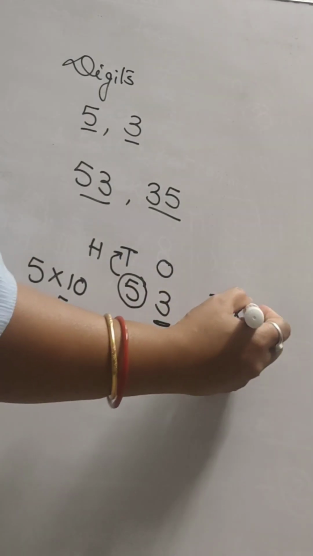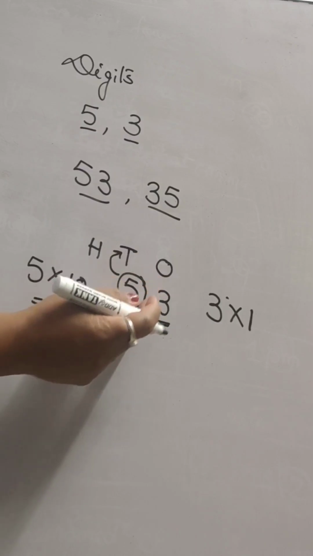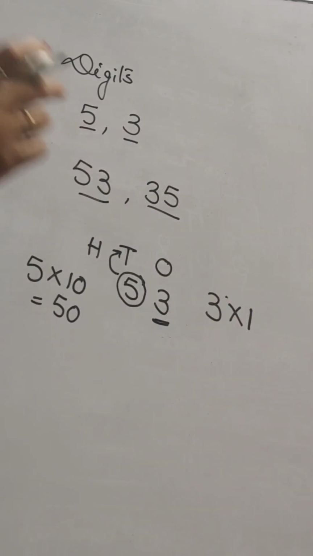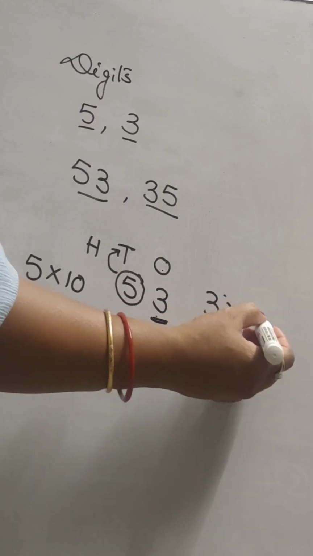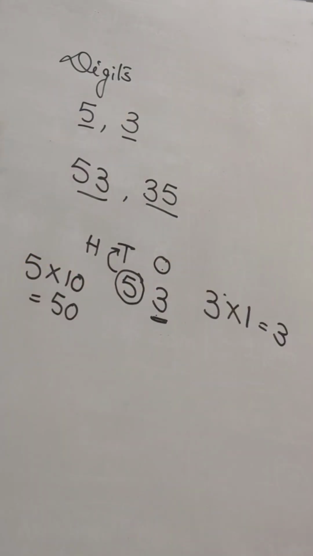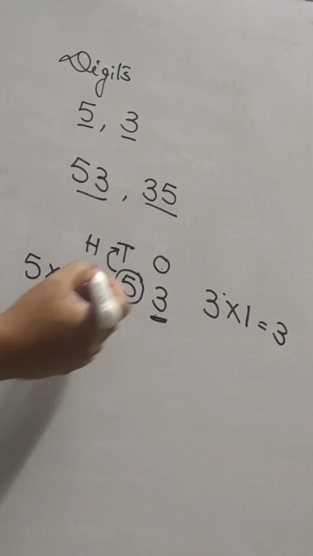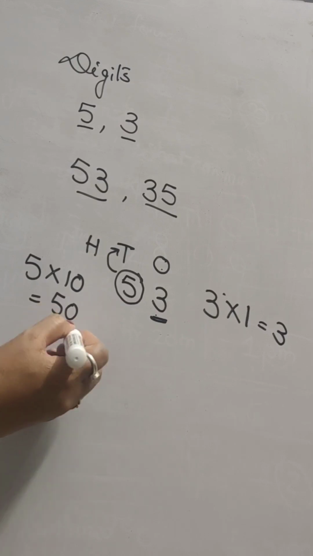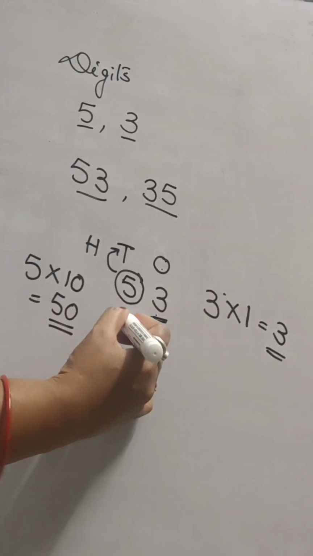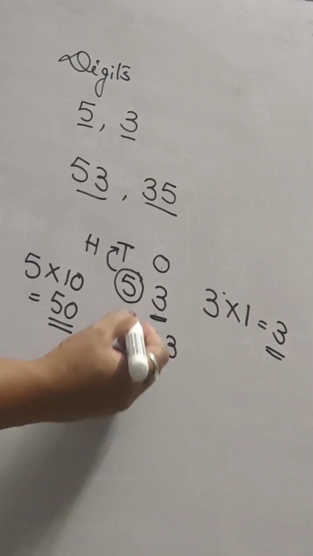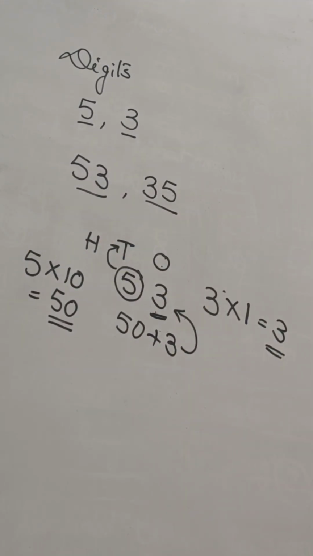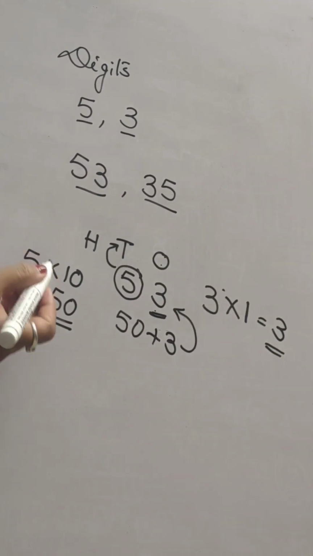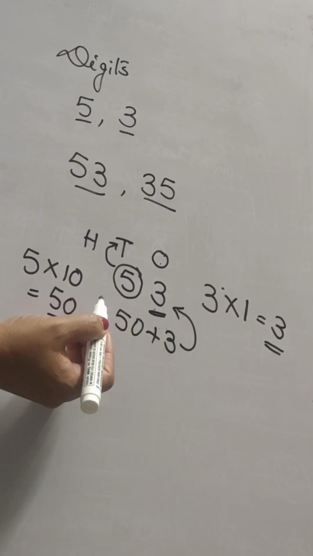So it gets multiplied with the number because I need to find out the place value of it. The place is ones but the value will be 3 into 1, which is equal to 3. So how is the number formed? 50 plus 3 makes 53. So how have we arrived at 53? By adding the place values of this number.